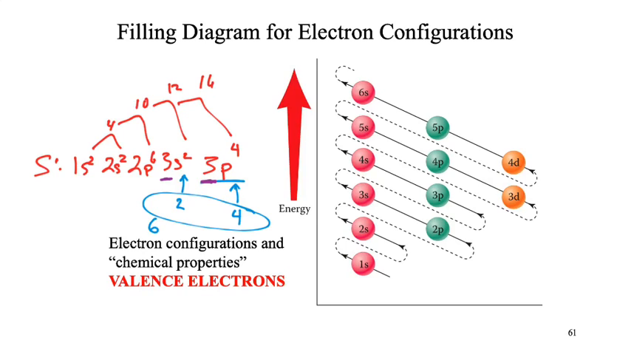Is there another cheat? What is the Roman numeral name of the column where sulfur is located? 6. VI, right? Which is 6. How many valence electrons did it have? 6. The valence electrons are actually written across the top of your periodic table. Everything in that family has the same valence electrons. Different energies, but the same valence.